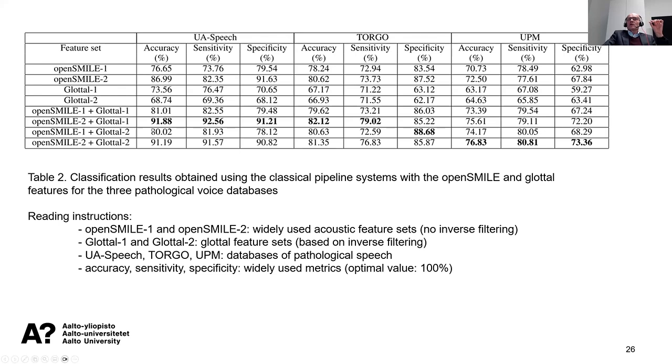What seems to be a general result throughout these three databases is that every time we combine these inverse filtering based features with the existing features, the detection accuracy improved. For instance, if you look at this one here, 76% with the existing reference features. Glottal features as such are not doing very well. They are giving a smaller accuracy. But when we combine these features, then the accuracy improves.